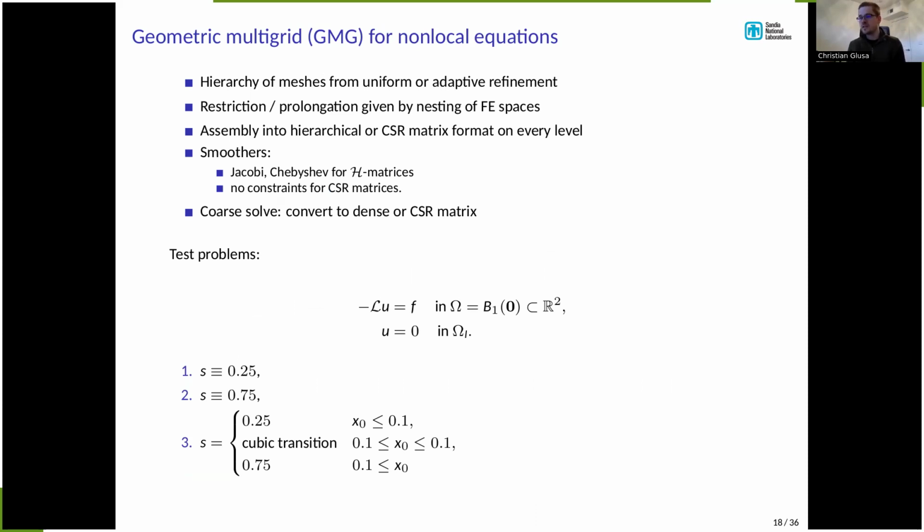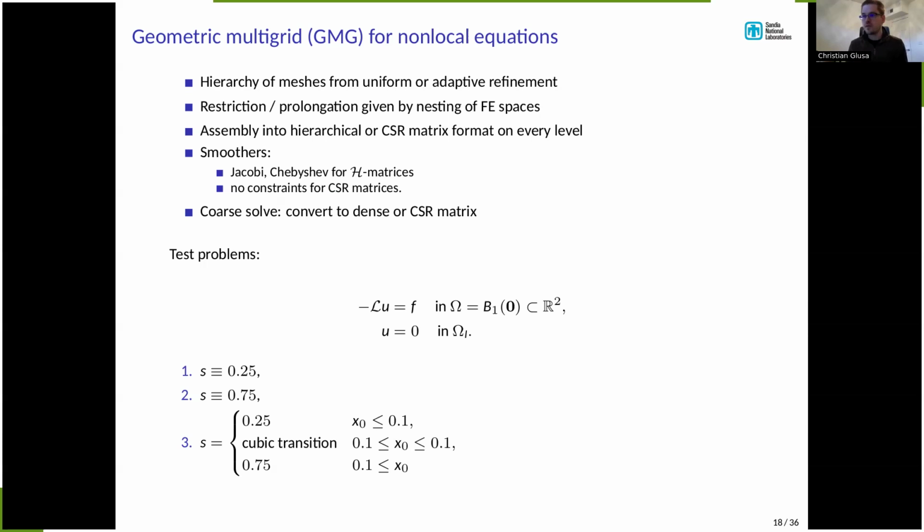All right, so let's have a look at some numerical results. This is using a geometric multigrid now. So we will outright assemble all of the non-local operators on a hierarchy of meshes. For the restriction and prolongation, so for going between the different meshes, we will just use the typical nestedness of our finite element spaces.